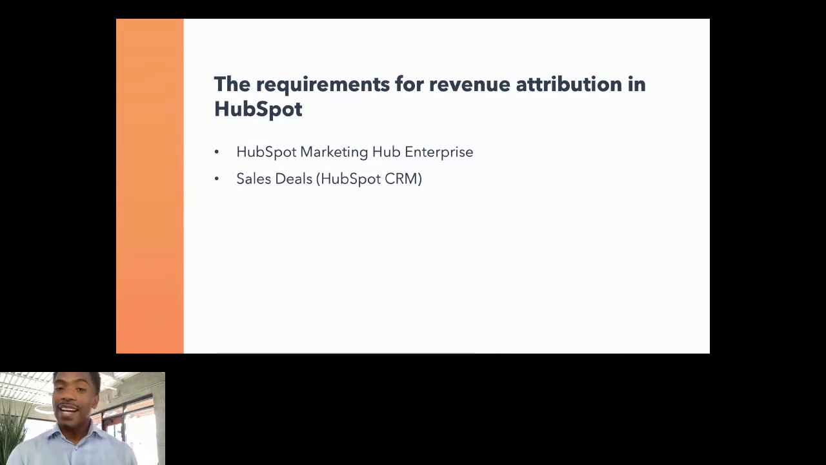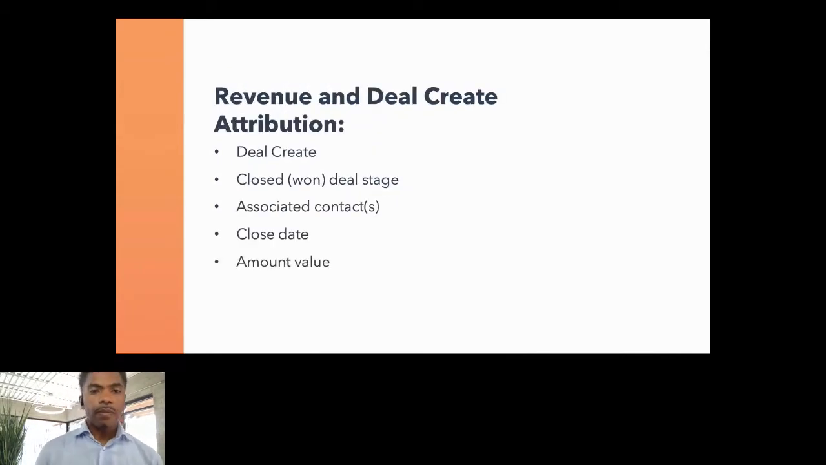We could do contact attribution, as I mentioned earlier, in terms of contact conversion, but we can't do revenue-based attribution that way. The things that we need to understand about the deal, though, is we need to understand when the deal was created. We need to understand close one for revenue attribution. For deal create attribution, we just need to know when it was created.